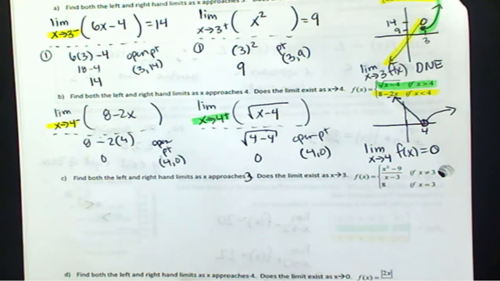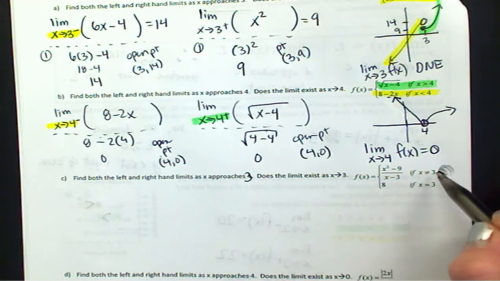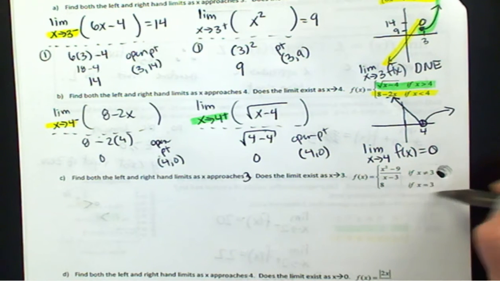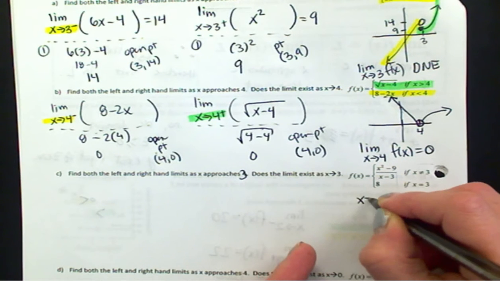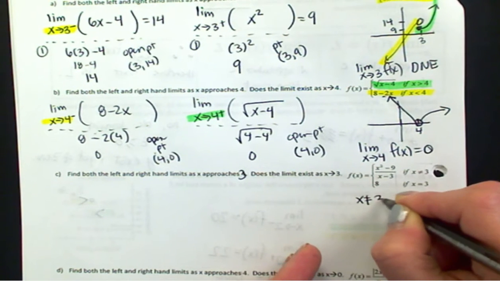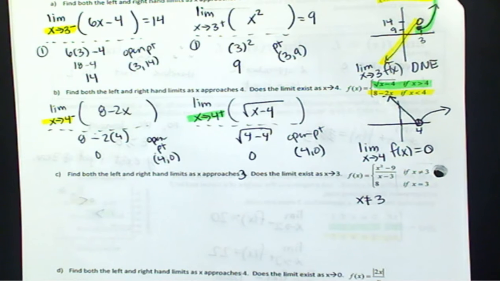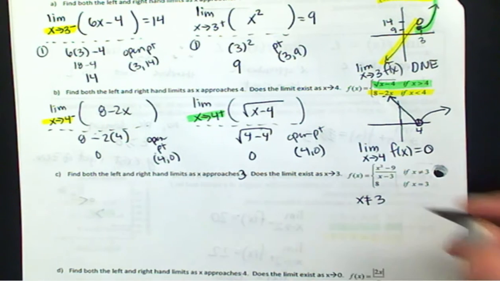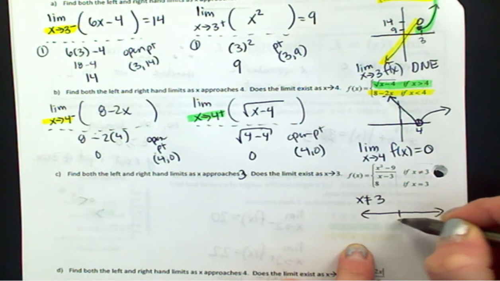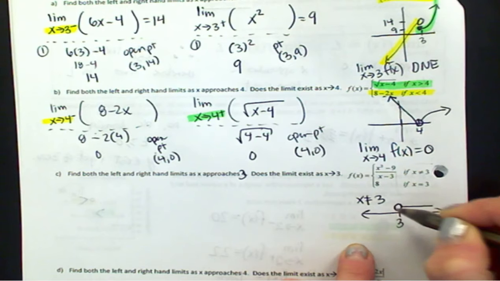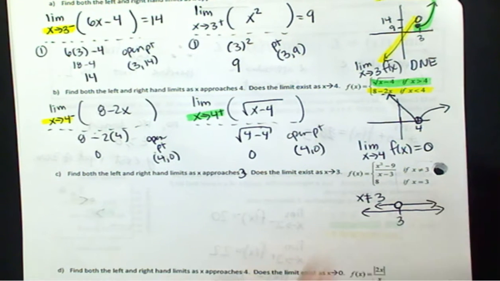Oh, this one's a good one. This is a little bit tricky of a definition. So I'm going to bring this domain down here, and I'm going to look at it. X not equal to 3. On a number line, it looks like this. Right? Everything but 3. Everything but 3.